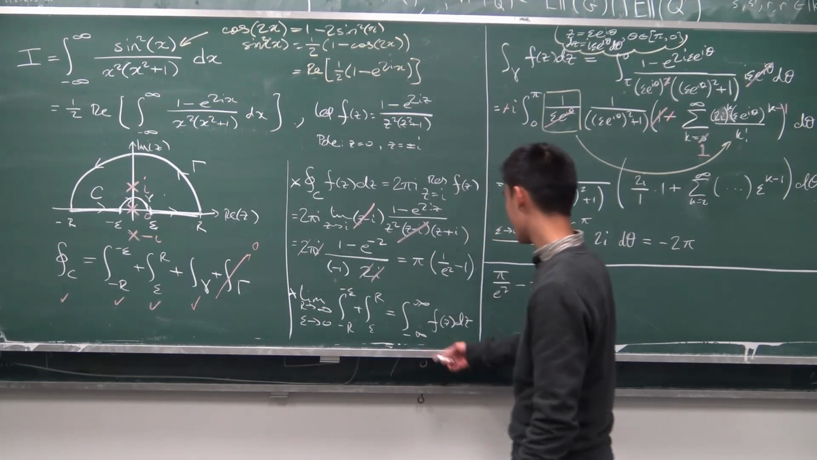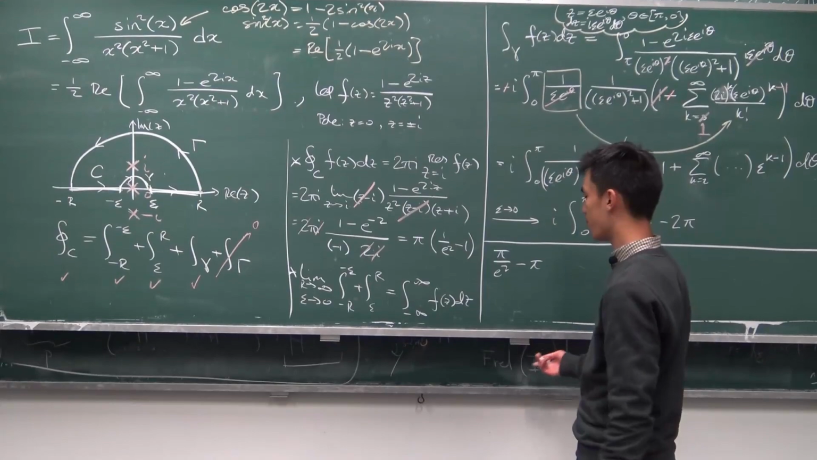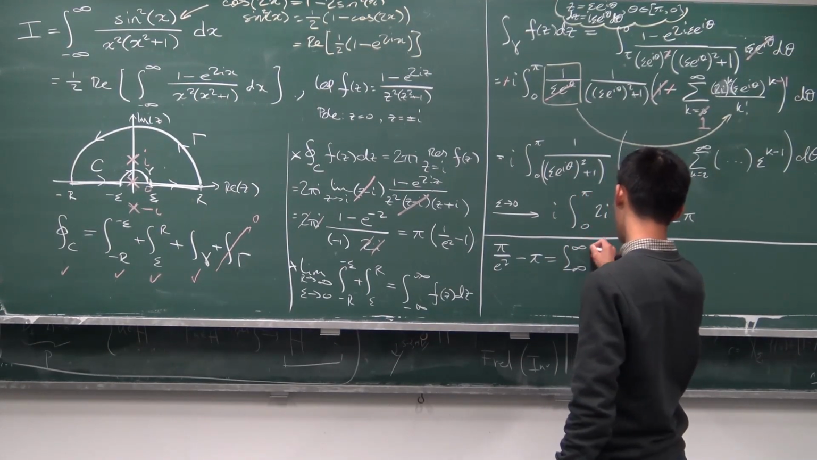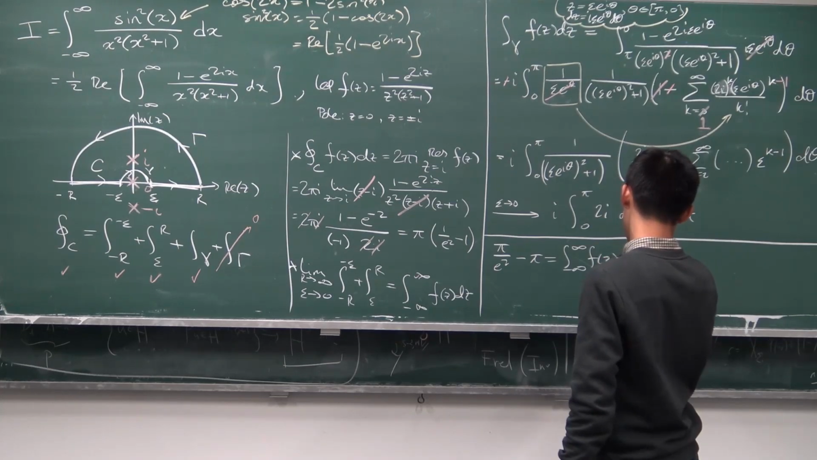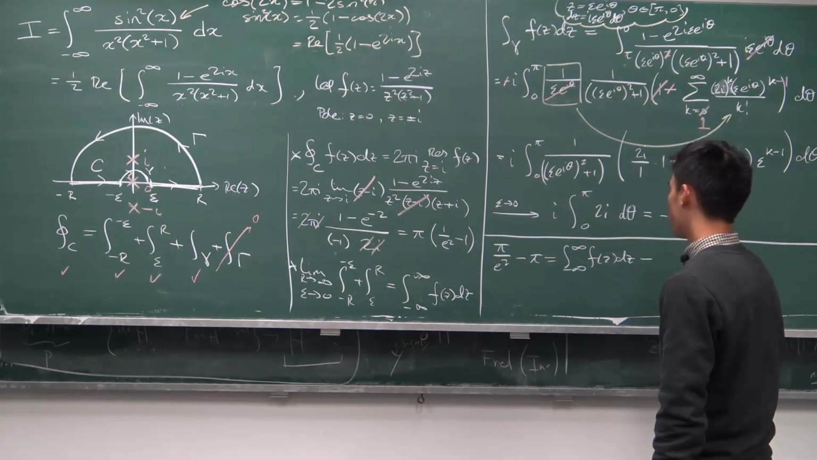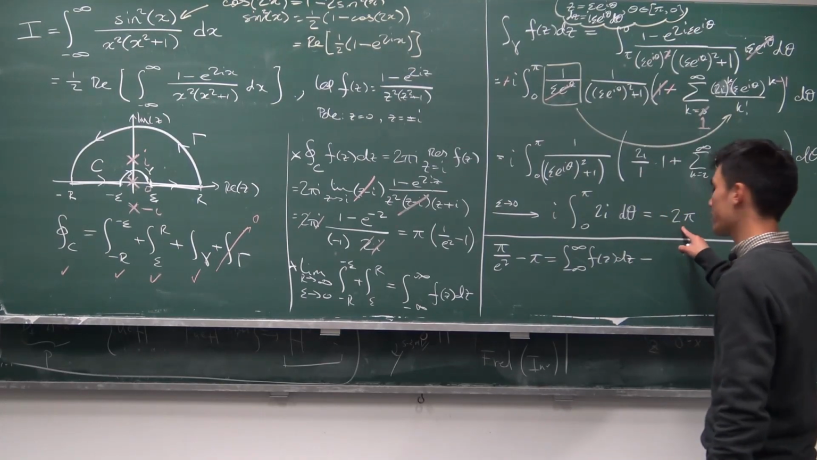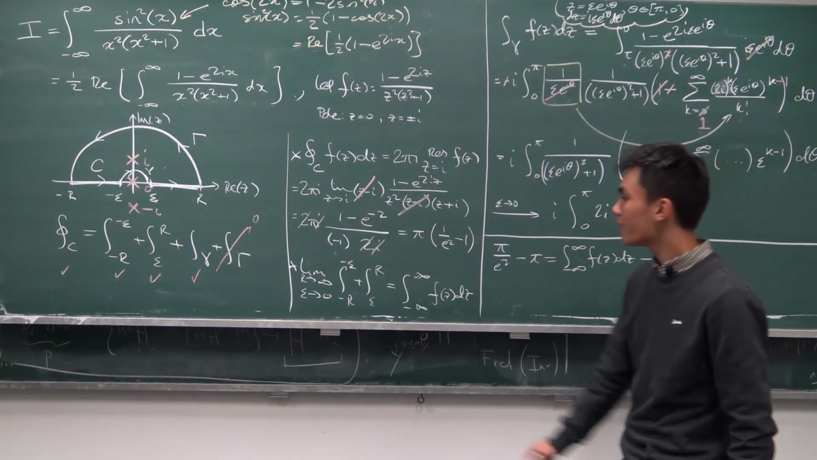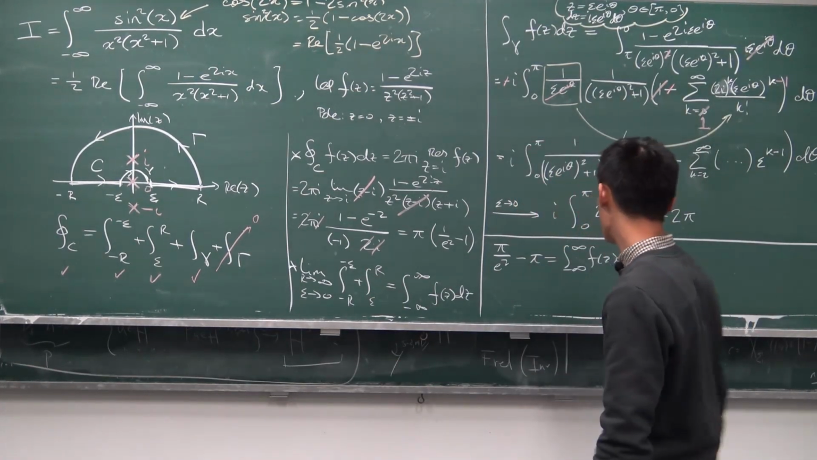What exactly is that going to evaluate to? Well, this is equal to the integral from negative infinity to infinity of the function f of z dz. And then we have plus the integral over little gamma there. Now, what is the integral over gamma? Well, that's going to evaluate to negative 2 pi. So we have a negative 2 pi here. And then finally, plus the integral over big gamma, which goes to 0.